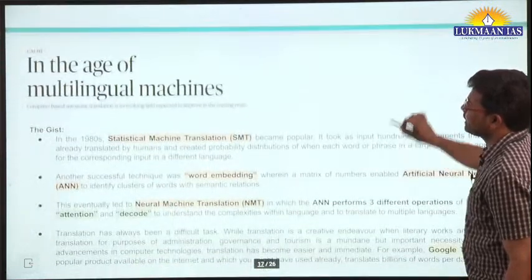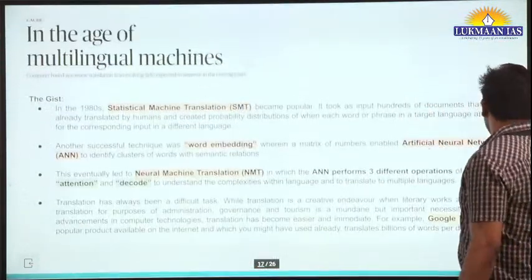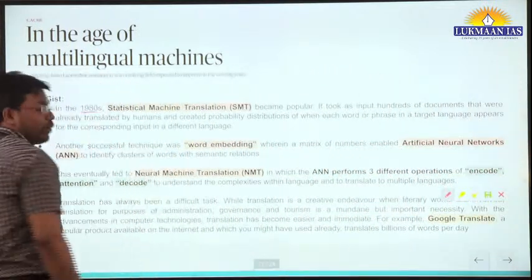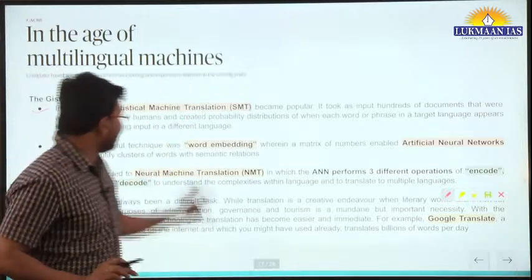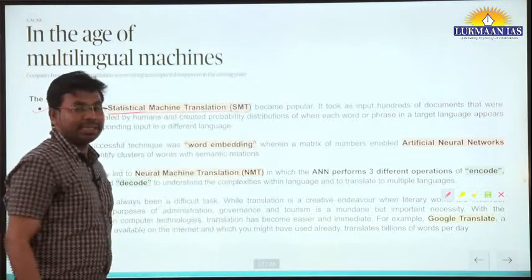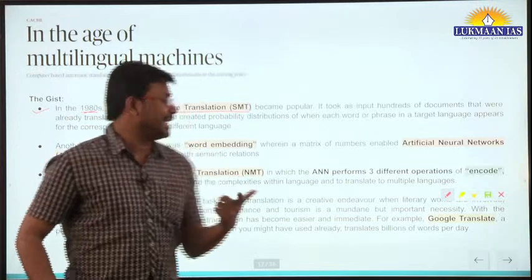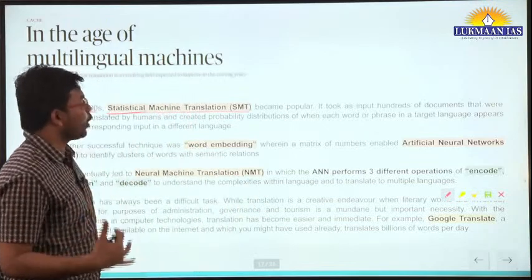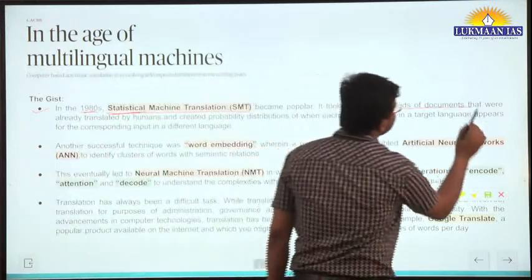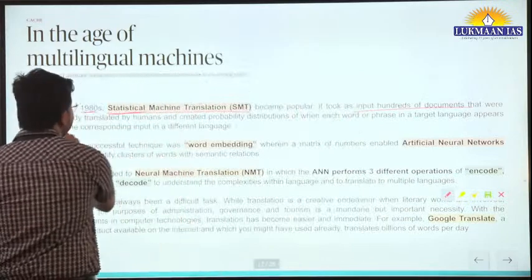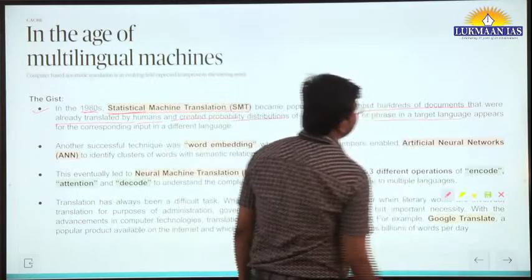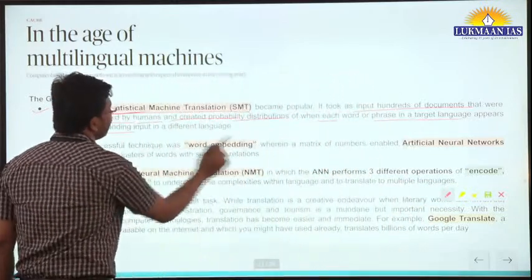Okay. So let us understand the multilingual machines. In the 1980s, if we talk about 40 years back, they used a method known as statistical machine translation, and this method became popular for translating documents from one language to another. It took as input hundreds of documents that were already translated by humans and created a probability distribution of when each word or phrase in a target language appears for the corresponding input in a different language.